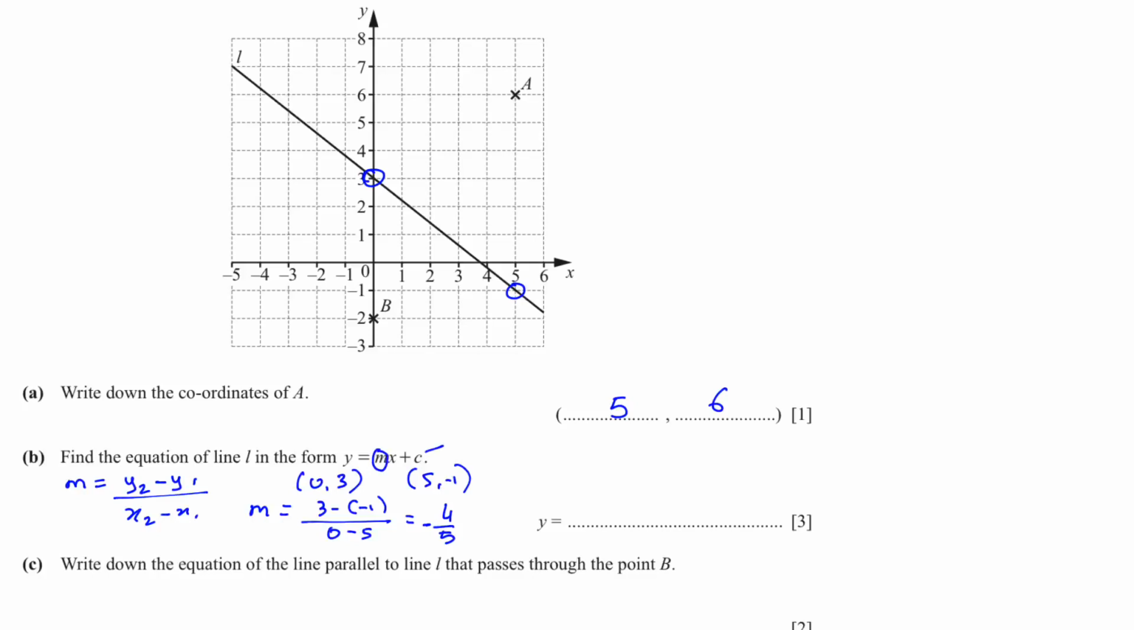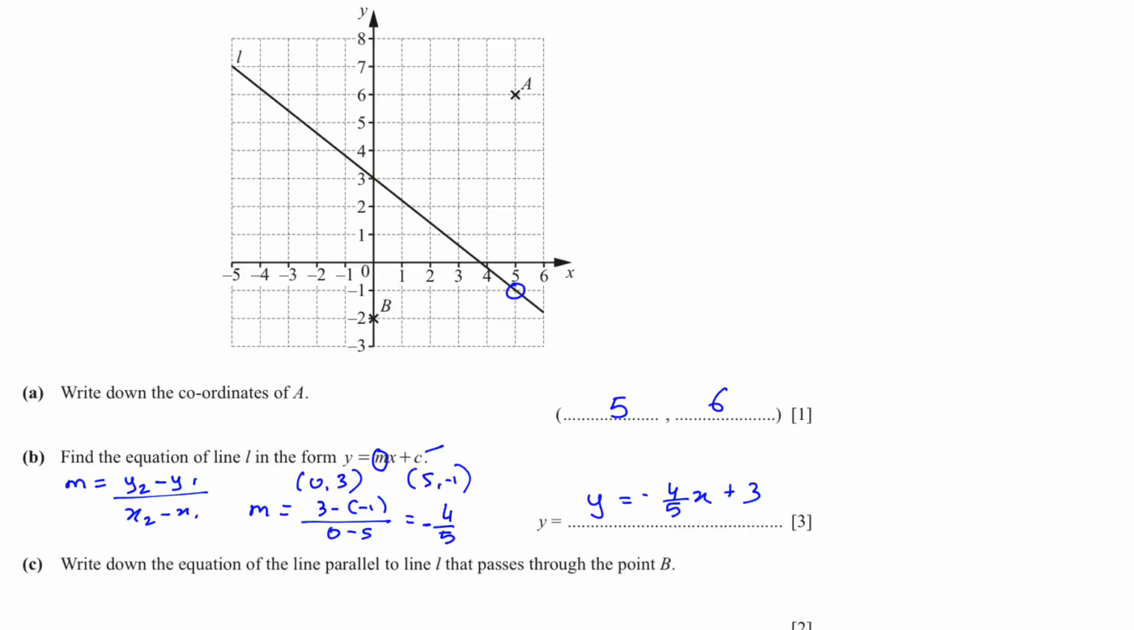c is your y-intercept. And y-intercept means where it cuts the y-axis. This is our y-axis. So the point is 3. Therefore, your equation of line L is y is equal to -4 over 5 x plus 3.